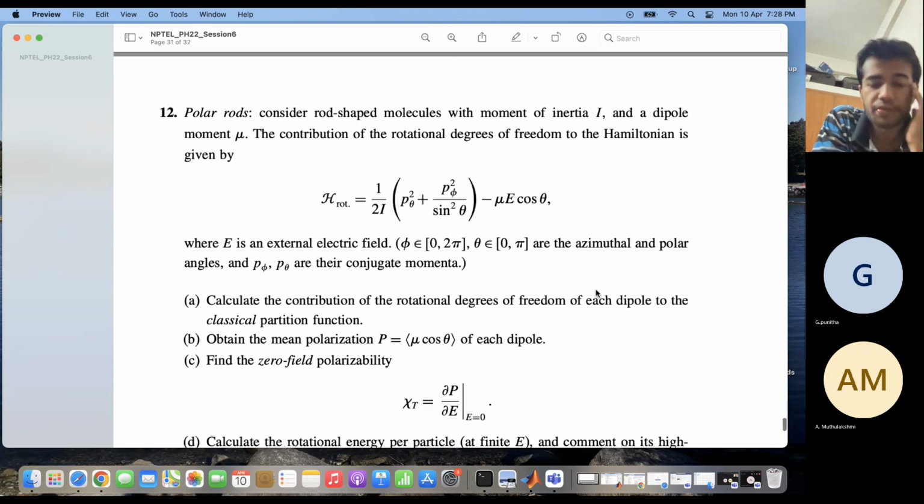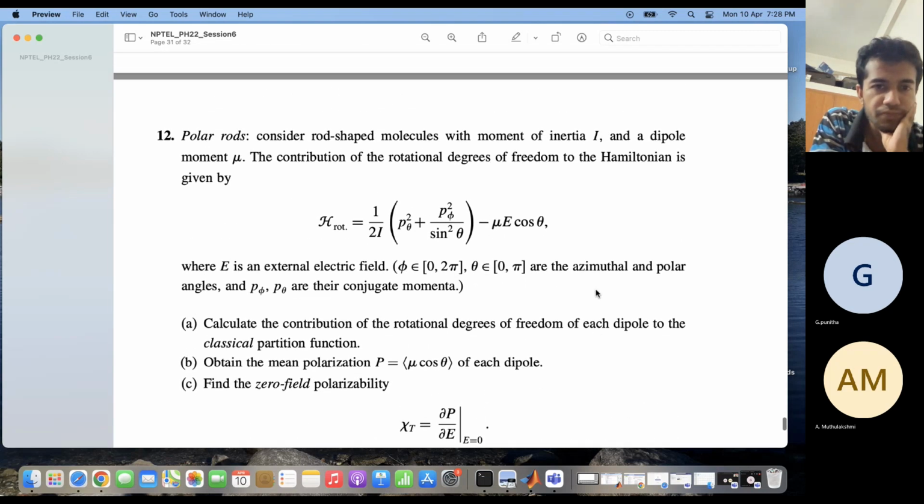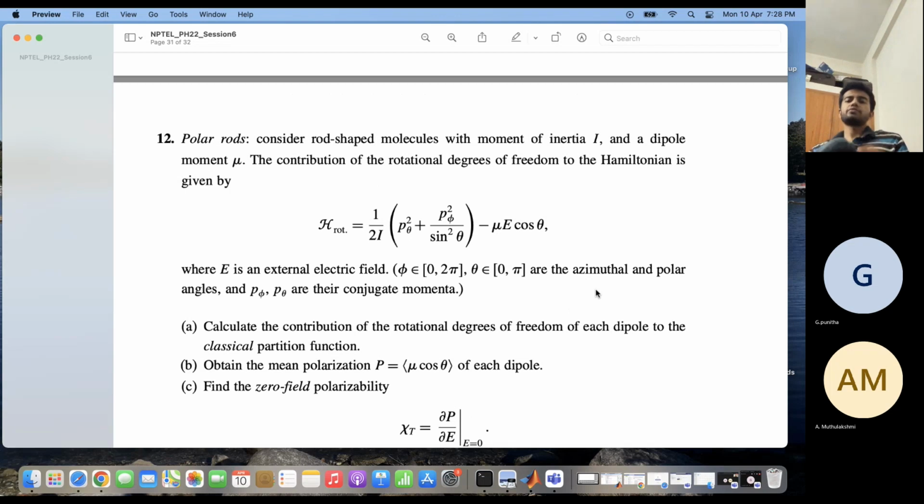Okay, so here's the last problem of today, that is polar rods. So consider rod-shaped molecules with moment of inertia I and a dipole moment mu. The contribution of the rotational degrees of freedom to the Hamiltonian is given by this thing. So basically rod-shaped molecules have moment of inertia I and a dipole moment mu, and they can rotate about their axes, which gives rise to a spin dipole moment.